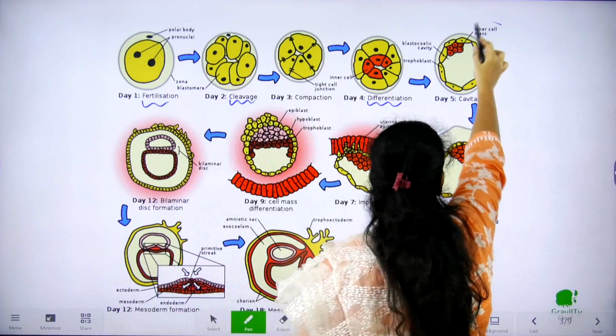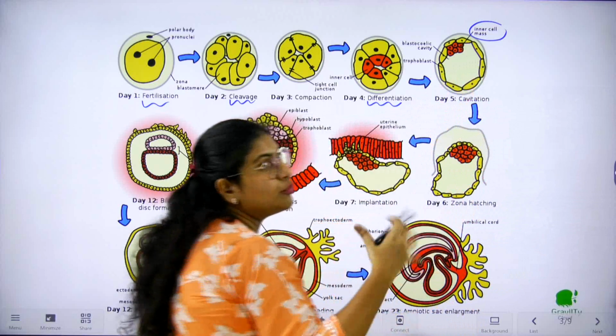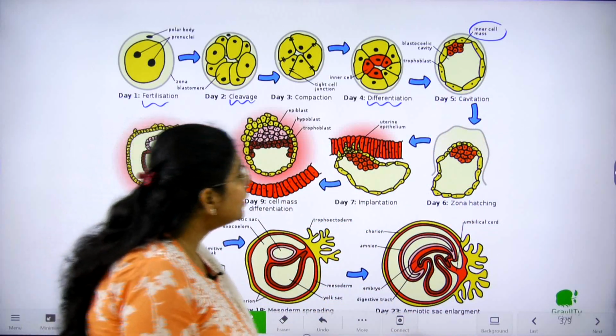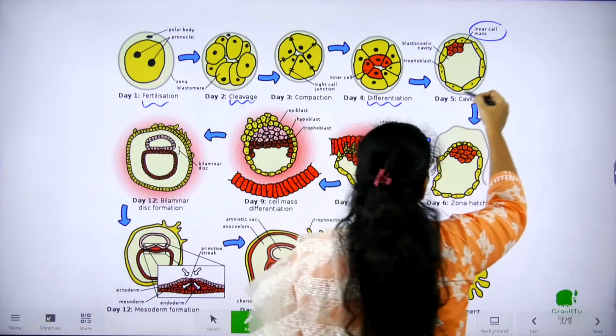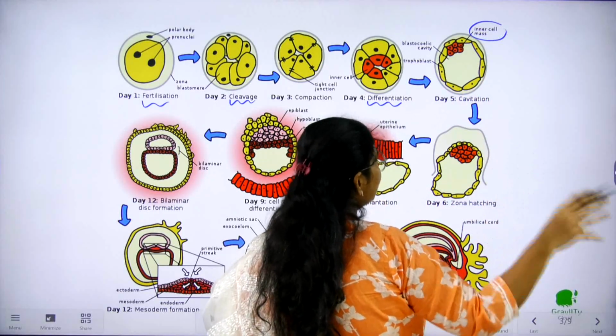I told you this is the inner cell mass, right? Guys, the inner cell mass is made up of cuboidal cells. And the outer cells become flat and we call them trophoblast cells.